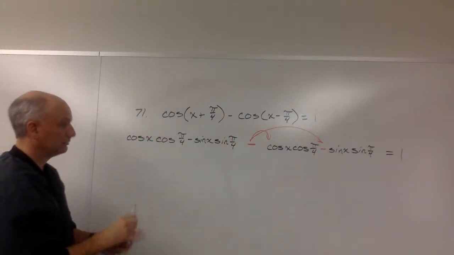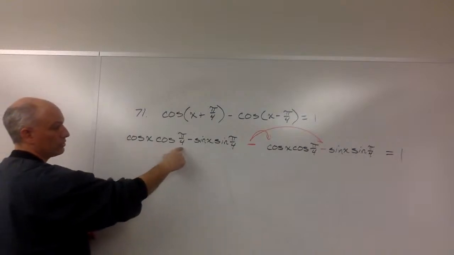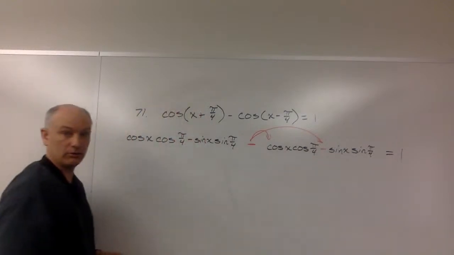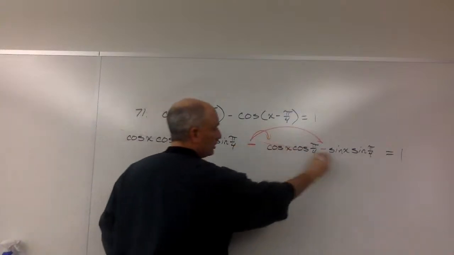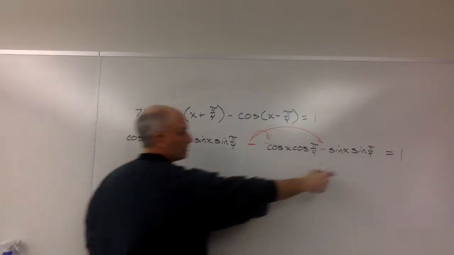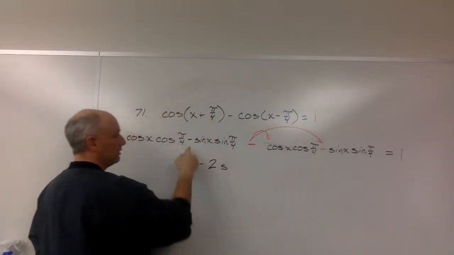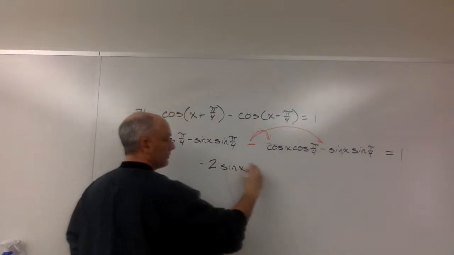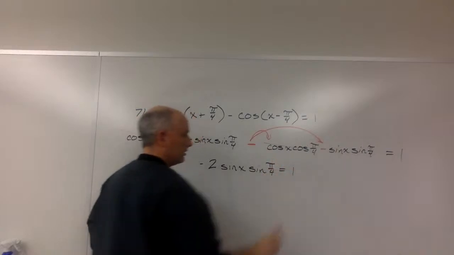And now take a look. We now have a cosine of x cosine of pi over 4 minus another cosine of x cosine pi over 4. So those are essentially going to eliminate themselves, and now we have 2 of these. So we can say negative 2 sine of x sine of pi over 4 is equal to 1.